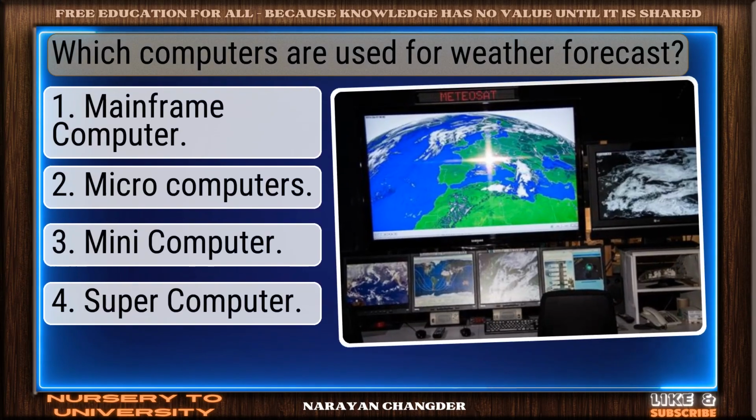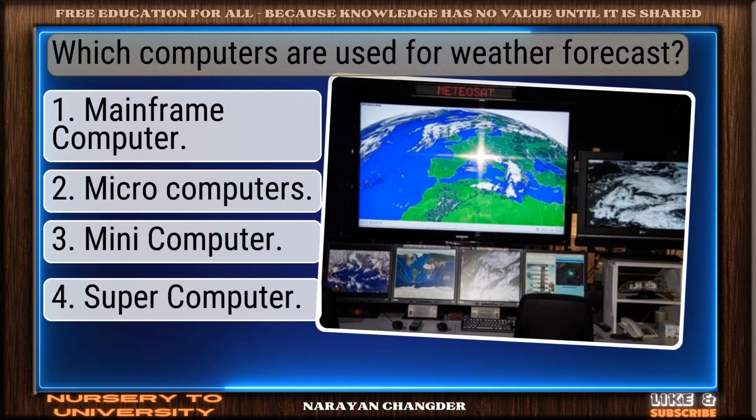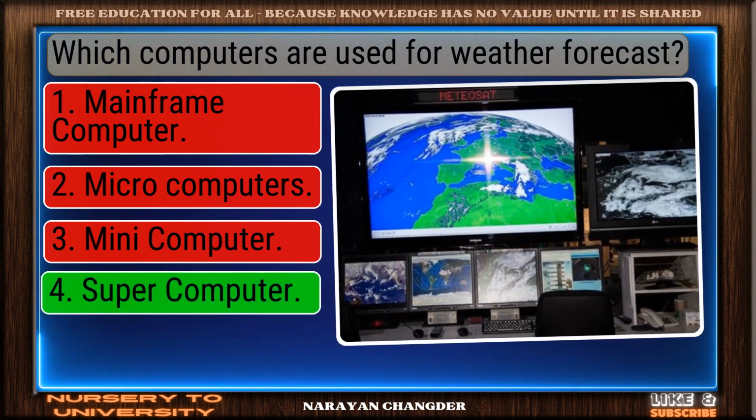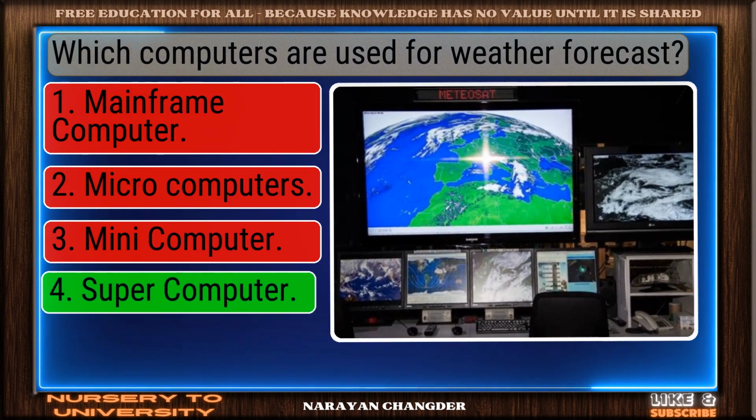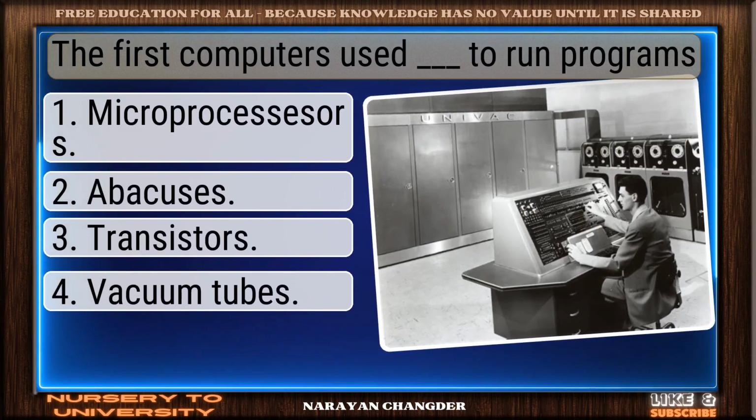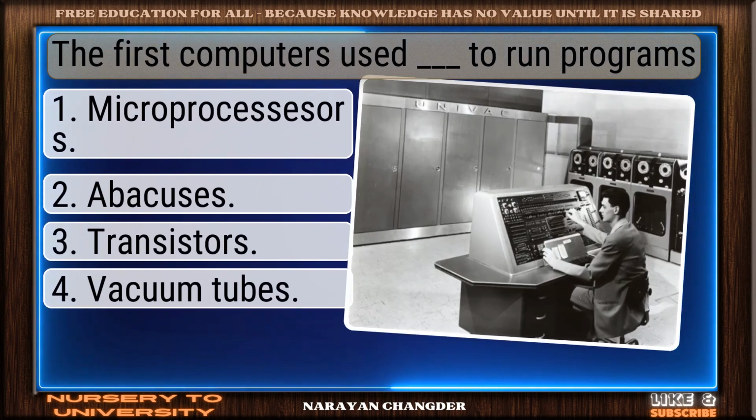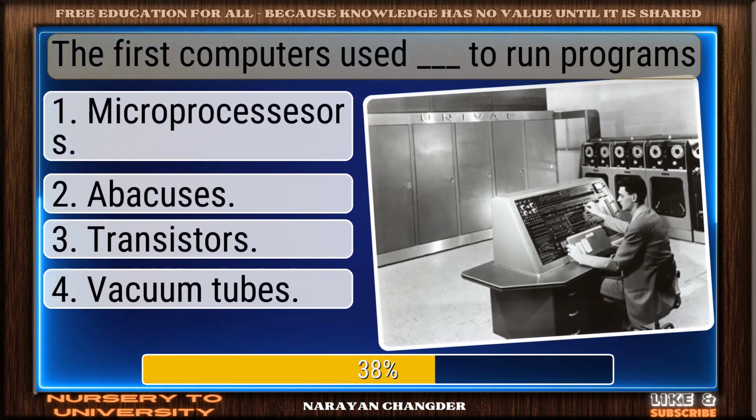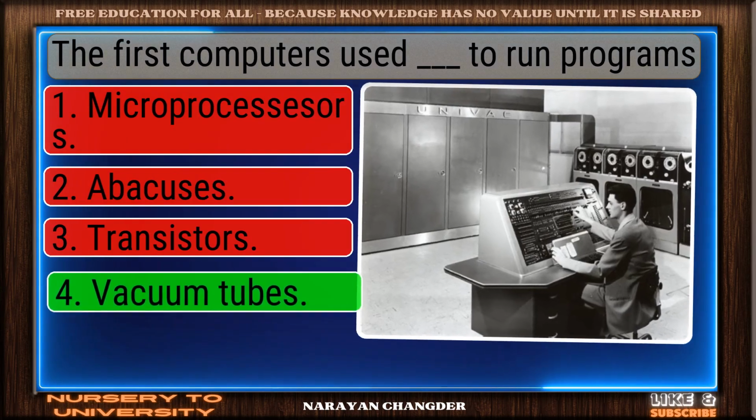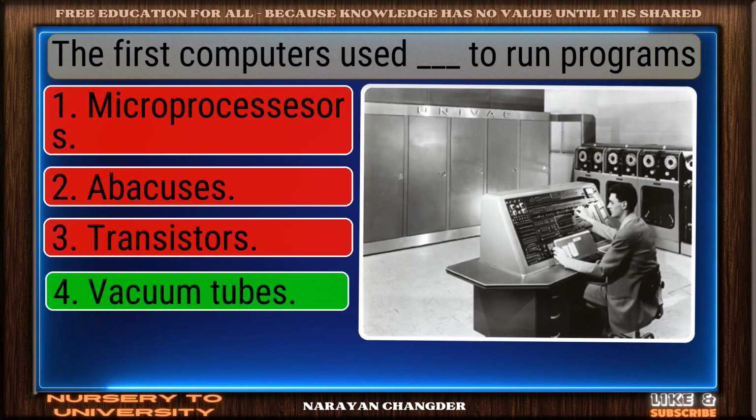Question number 27. Which computers are used for weather forecast? On track. Supercomputer is the correct answer. Question number 28. The first computers used dash to run programs. Solid response. Vacuum tubes is a valid choice.